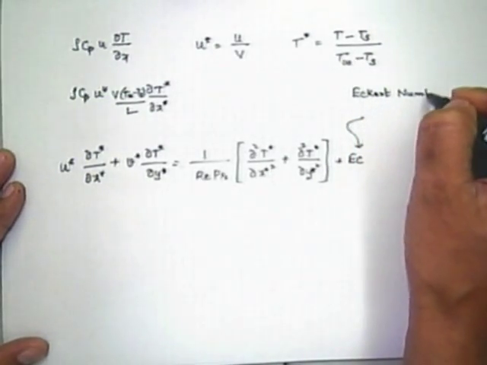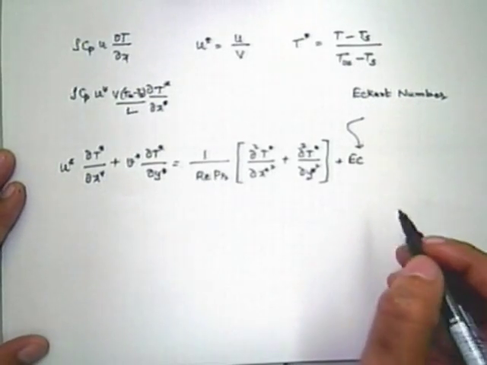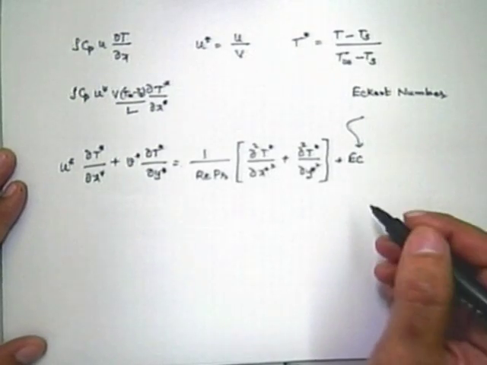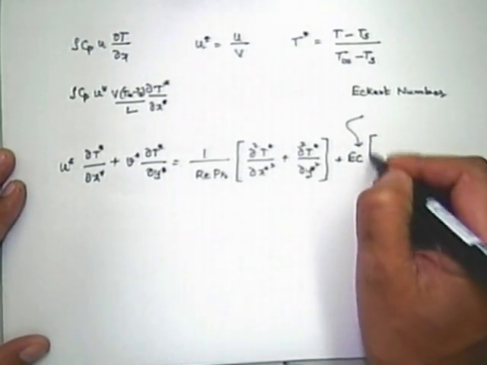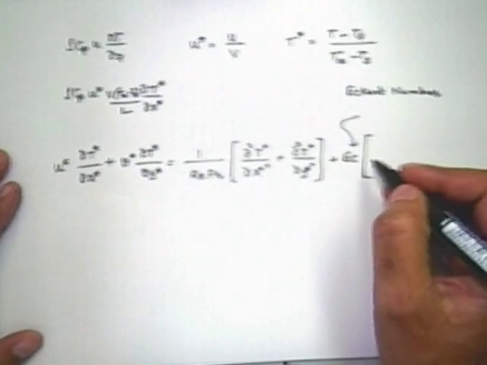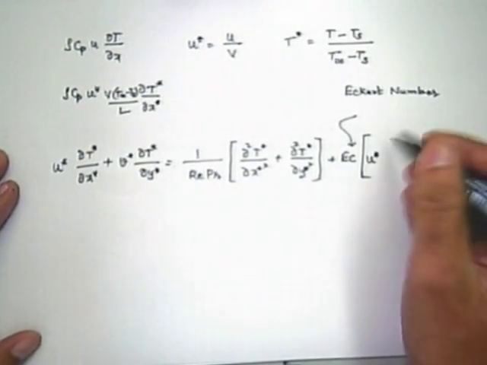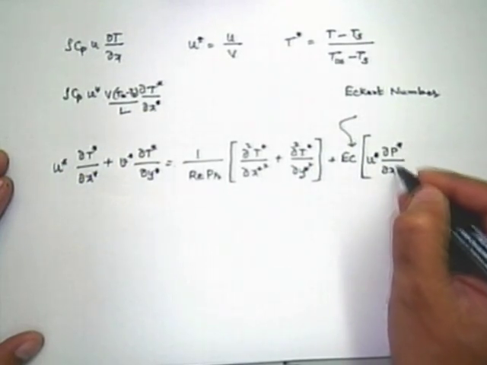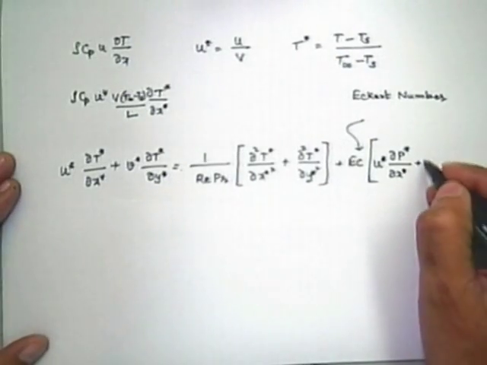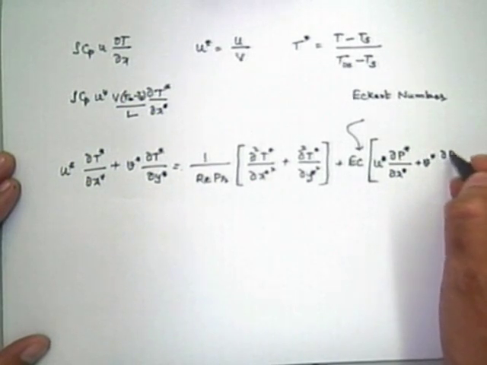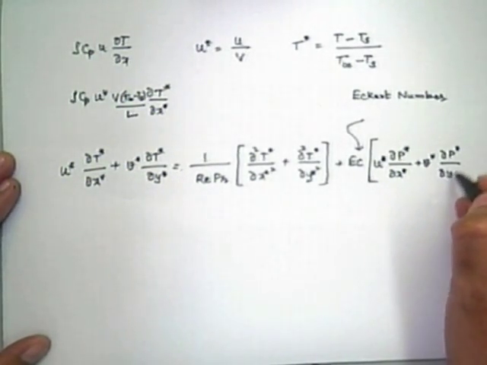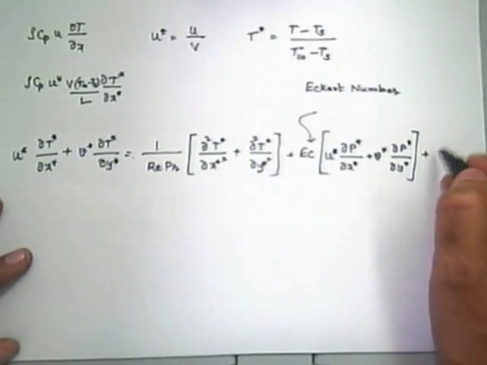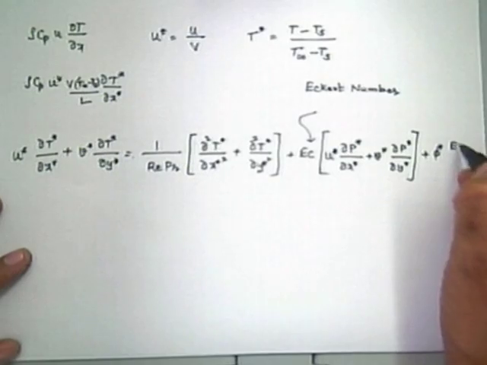Many of you have used the book Eckert and Drake. I saw it in your syllabus. That Eckert only is this Eckert. So Eckert into u star del P star by del x star plus v star del P star by del y star, plus phi star into Eckert by Reynolds number.